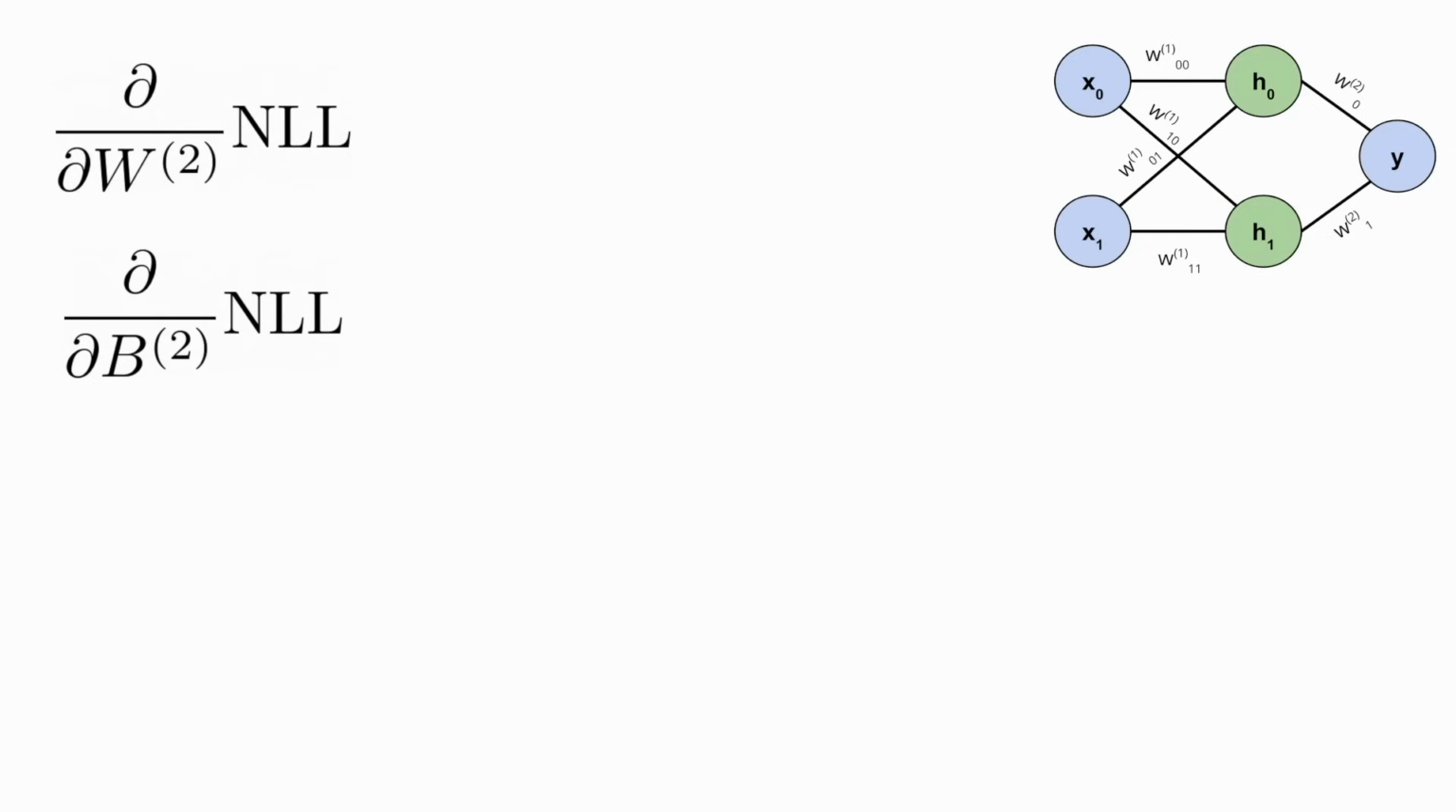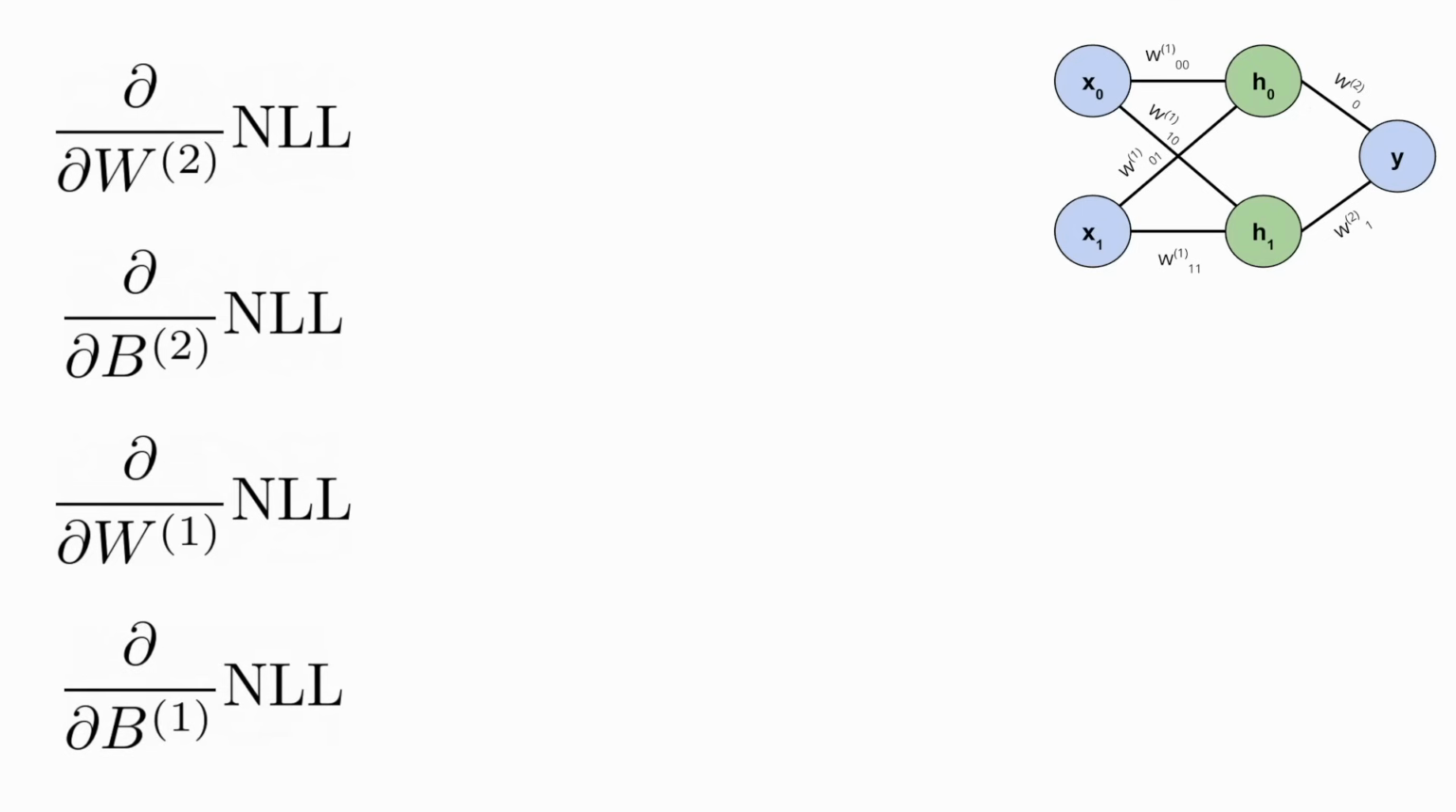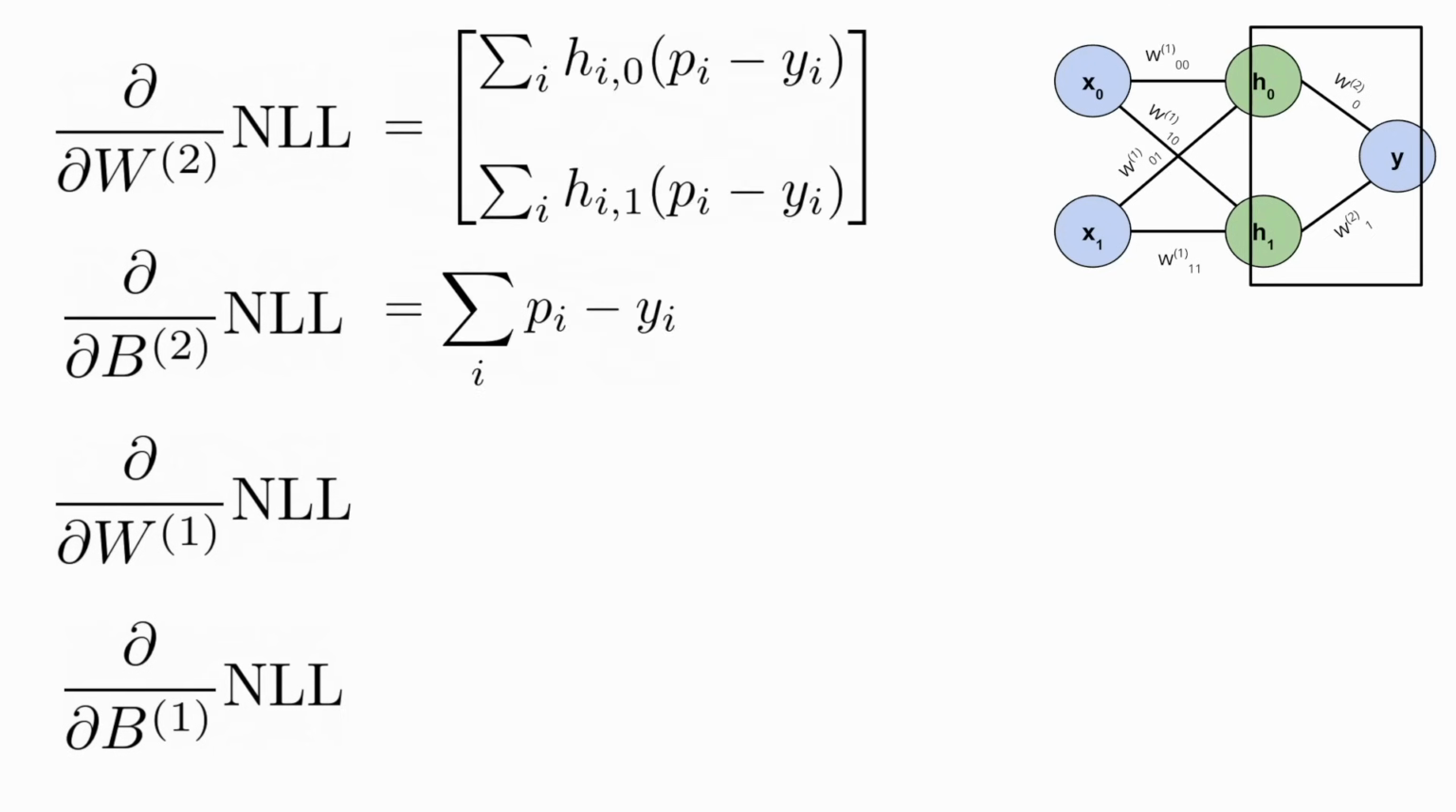Let's take this one layer at a time, starting with what we know best, a logistic regression model of y given h0 and h1. Note that I won't go through the step-by-step derivation of these partial derivatives in this video. I assume the viewer has taken calculus and can reproduce these derivations on their own. Taking the partial derivatives with respect to w2 and b2, we find familiar equations.